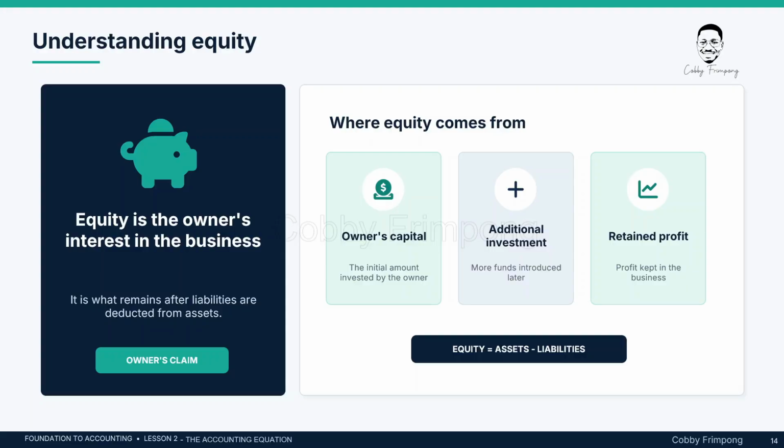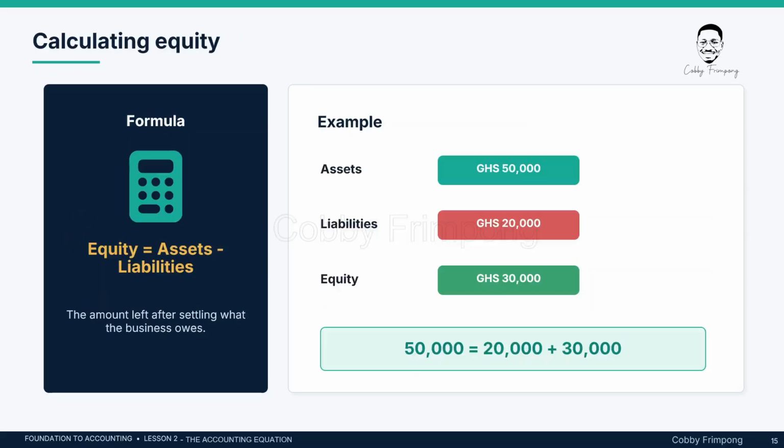Equity represents the owner's interest in the business. It is what belongs to the owner after liabilities are deducted from assets. Equity may come from the owner's capital, additional investments, and profits retained in the business. If a business has assets of 50,000 Ghana cedis and liabilities of 20,000 Ghana cedis, the equity is 30,000 Ghana cedis. After paying what the business owes, the remaining value belongs to the owner.